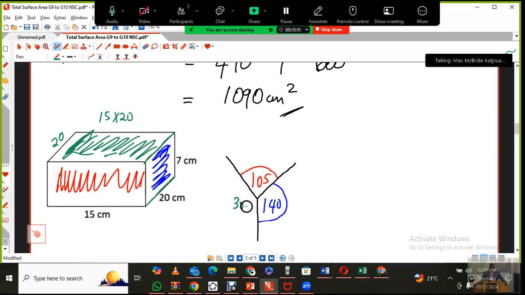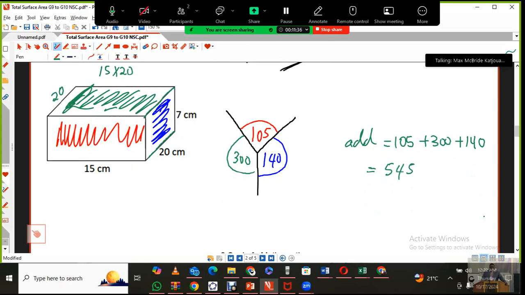300. Now take your calculator and add them. So you add 105 plus 300 plus 140. 545. Now what you do is take your answer and multiply it by 2, because there are 2 of those rectangles. We just did one. So the total surface area will be 2 times 545. Guess what it gives you? The same answer.